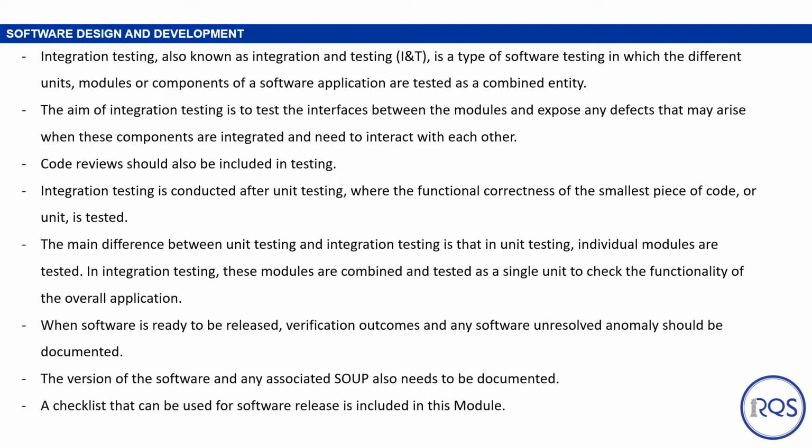When software is ready to be released, the verification outcomes and any unresolved anomalies in the software should be documented. The version of the software and any associated SOUP also needs to be documented. A checklist that can be used for software release is included in this module.